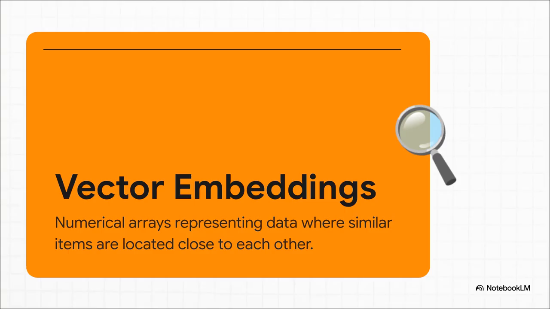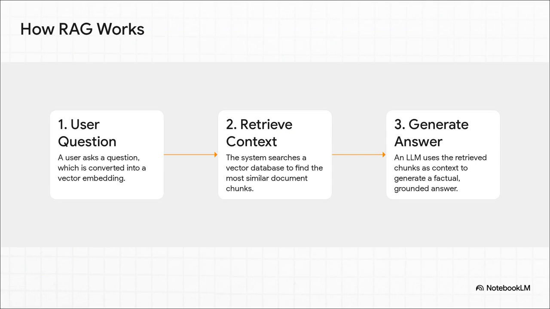The secret sauce here is something called vector embeddings. It's a way to take anything, a word, a sentence, an image, and turn it into a string of numbers, a vector. Just think of it like this. We're giving every single piece of data a unique address, a coordinate on a giant multidimensional map. And on this map, things with similar meanings, like the words king and queen, end up as neighbors, located really close to each other.